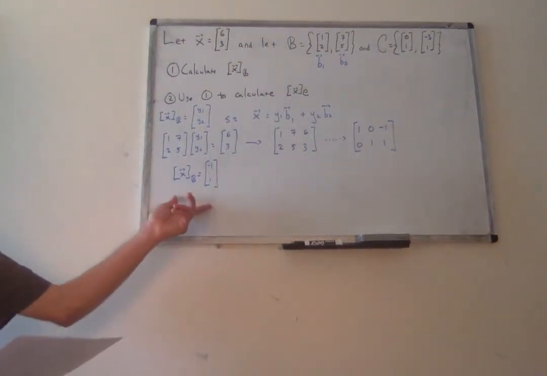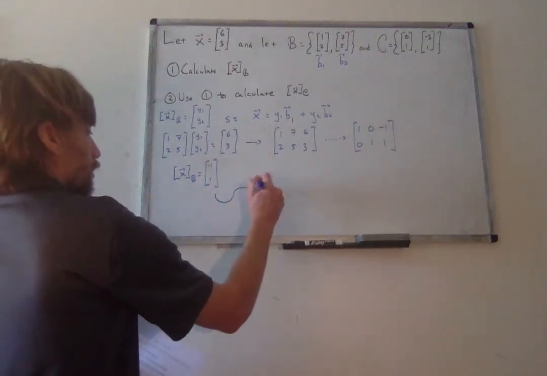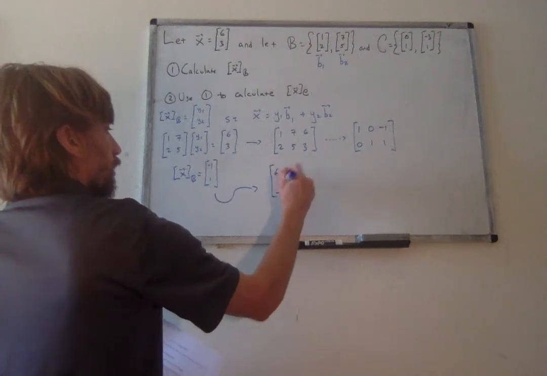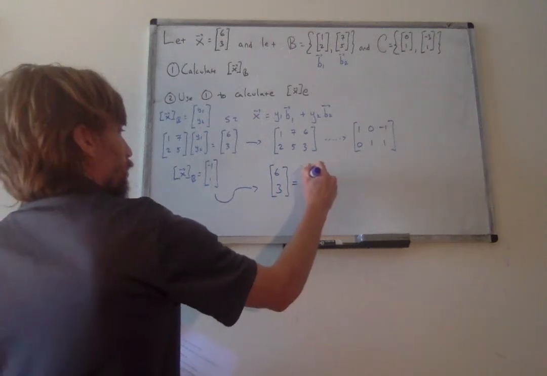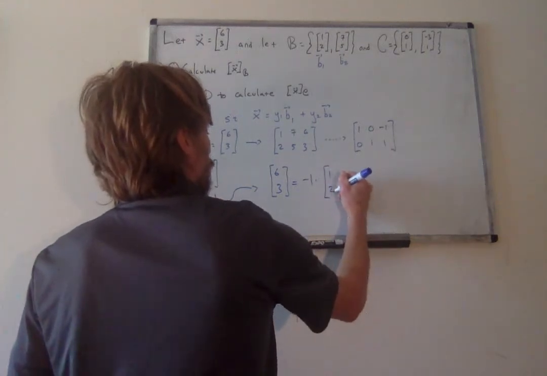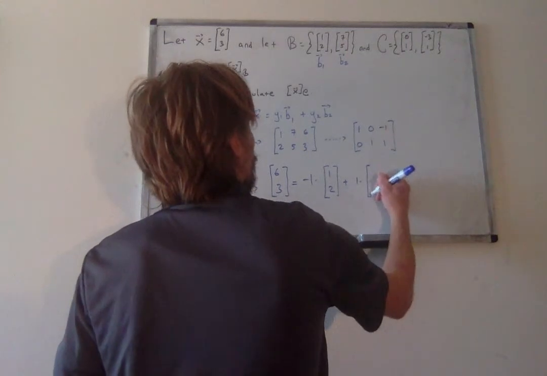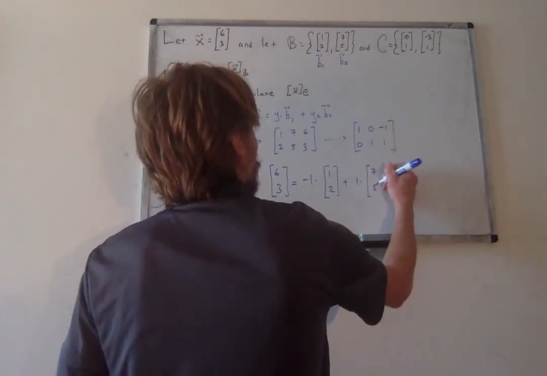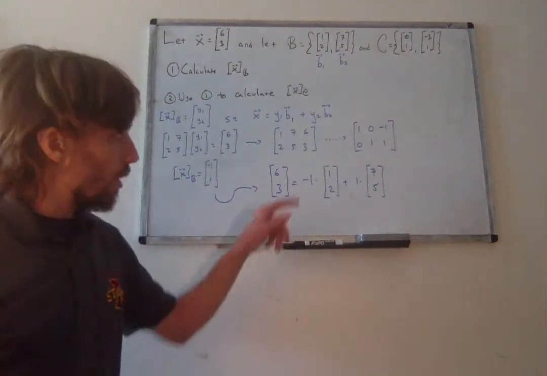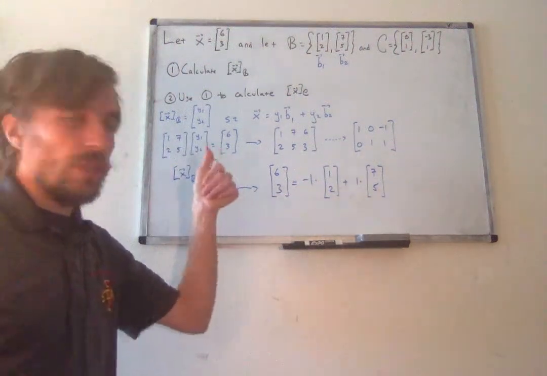All right, so what does this mean? Well, we should be able to check this. If this is the correct solution, we should be able to show that the vector 6, 3 is equal to negative 1 times 1, 2 plus 1 times 7, 5. I think I worked this out beforehand, so hopefully this is correct, but we'll double check. 7 minus 1 is 6. 5 minus 2 is 3, so we're good.